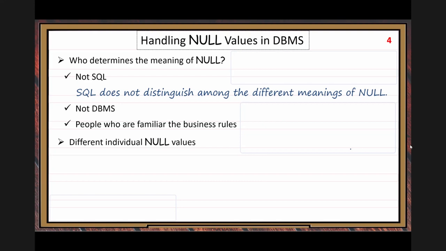Different individual null values. Here is another property. What's the meaning of different individual null values? Sooner or later, you need to compare two values, and they happen to be both null. How about that? So let's assume you do this.